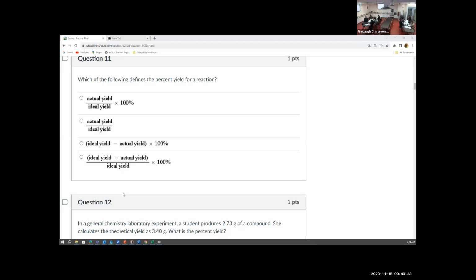The correct answer is A. Percent yield is your actual over your ideal. Ideal is what we calculate, right? Actual is what we actually got. And then we multiply it by 100. It has to be percentage, right? Percent yield. Good job, guys.